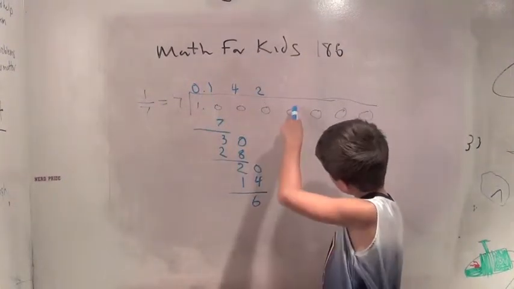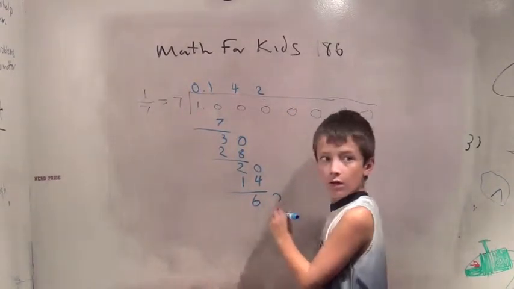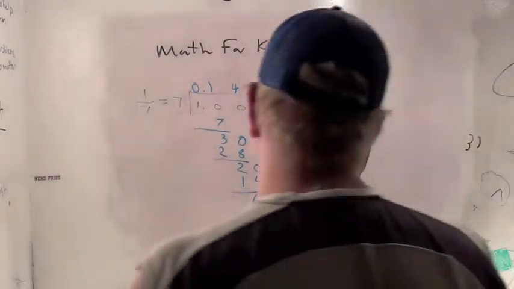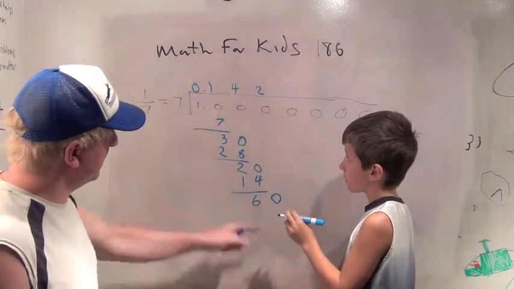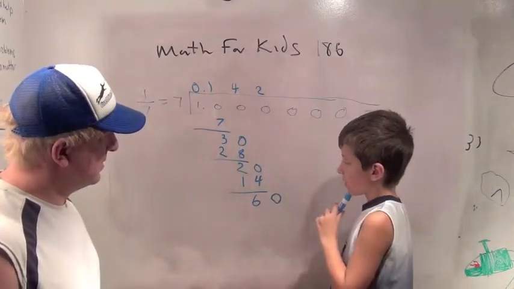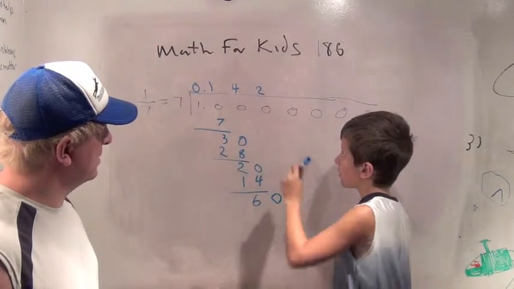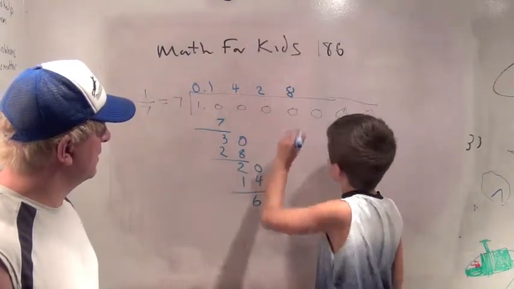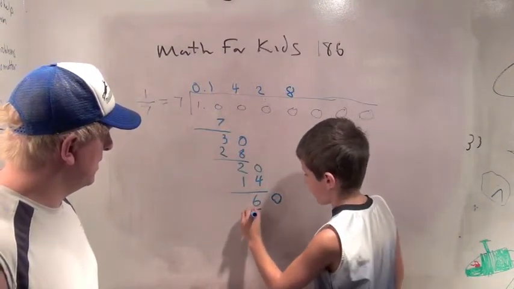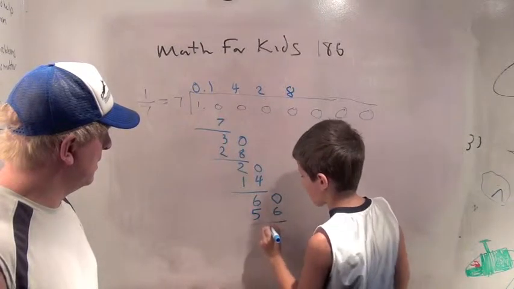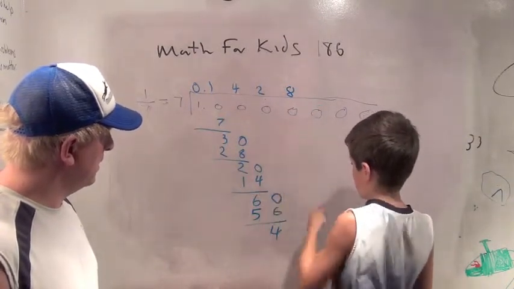Alright, so 6, bring down that 0, 60. Wow, so this is very different than 1/3 and a half and a fourth. We don't seem to see much of a pattern here. 7 goes into 60. 7 times 8 is 56. 60 minus 56 is 4. Bring down that 0.